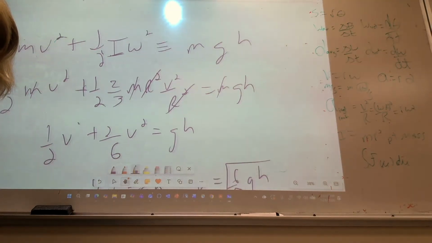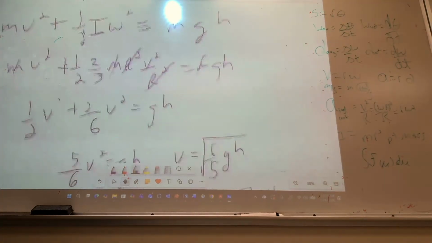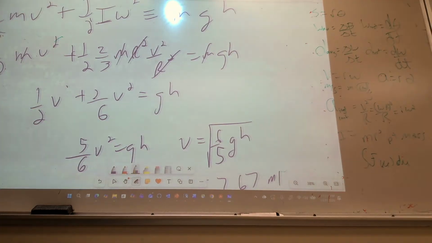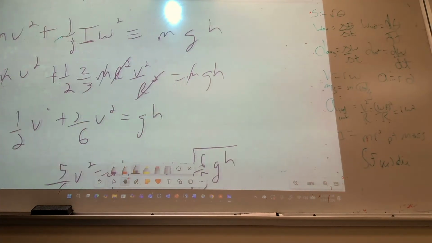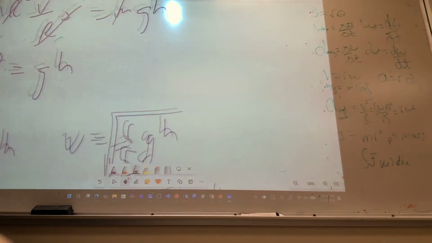So you get 1/2 v squared plus 2/6 v squared is equal to GH. Then when you isolate this, we add those together, we get 5/6 v squared is equal to GH. So we get v is equal to the square root of 6/5 times GH. Remember how I told you it always comes out to a fraction times GH? You plug in, you get your v. Once you have your v, then you can solve for the rest of it.